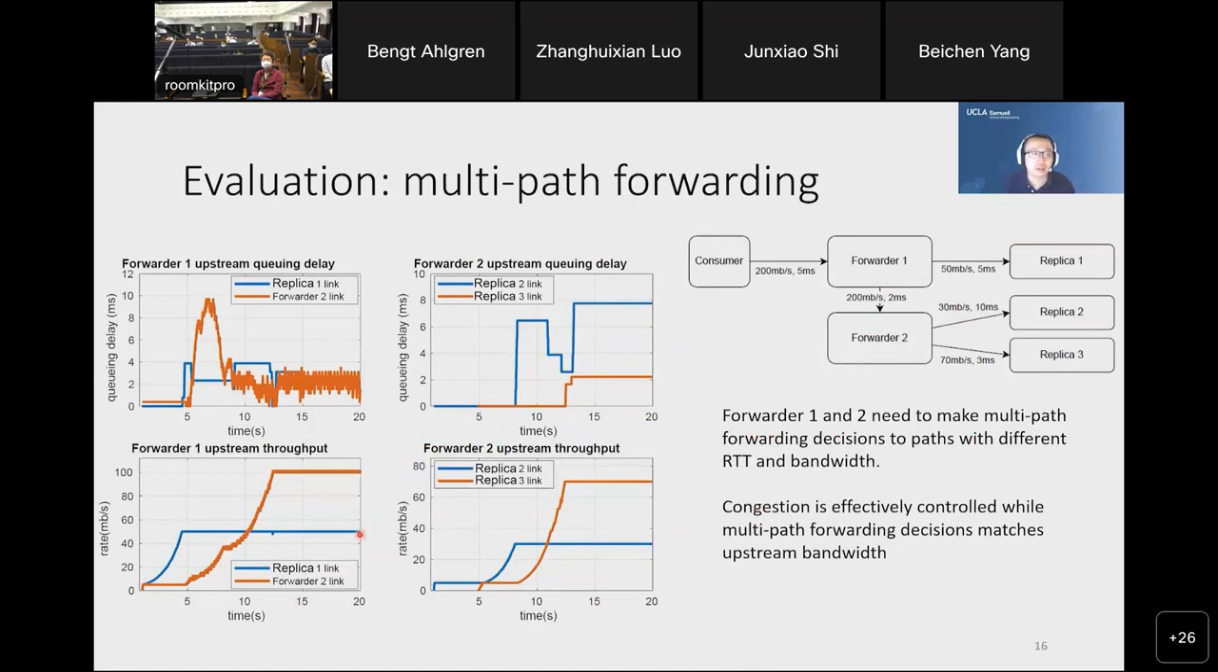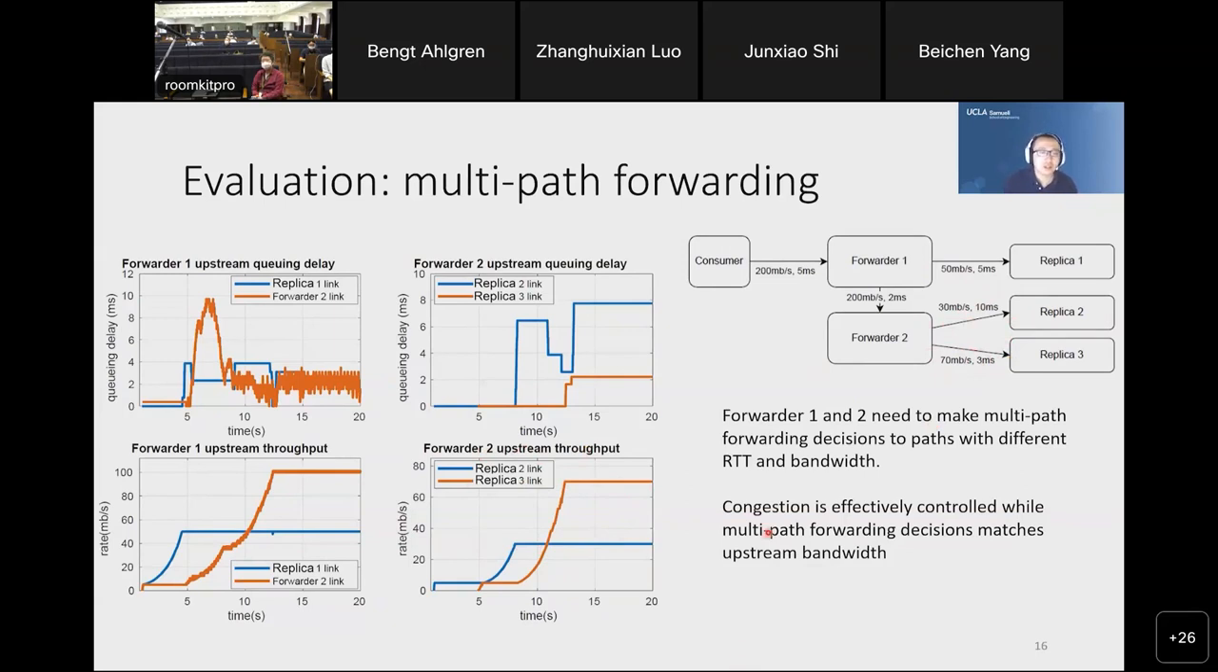And also we can look at how the traffic gets split. This figure shows how forwarder 2 splits its traffic. We can see that replica 3 gets 70 megabits per second and replica 2 gets 30, which matches the available bandwidth of those links. And that also shows that the system can achieve a very high multipath throughput by being adaptive to the upstream throughput while controlling congestion.